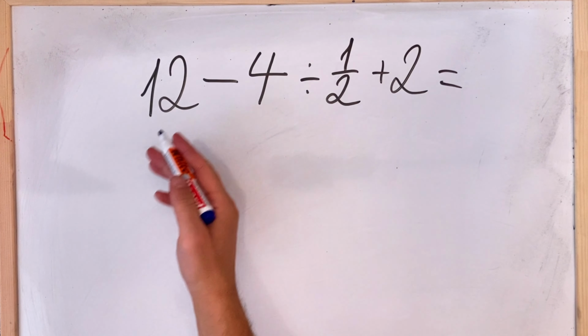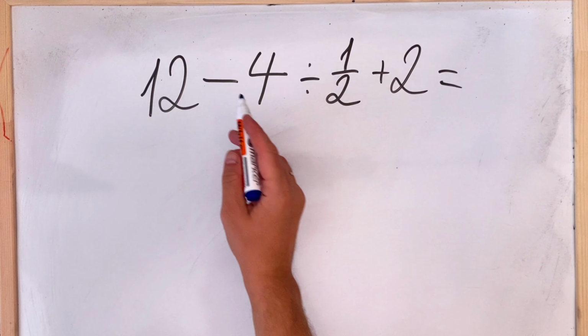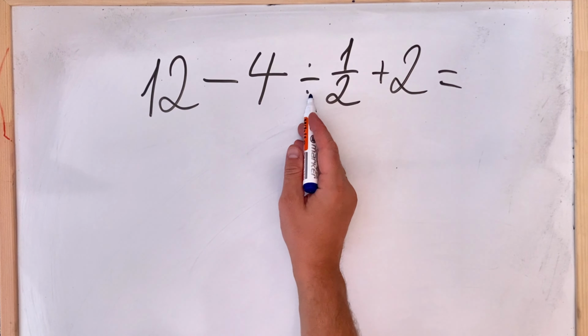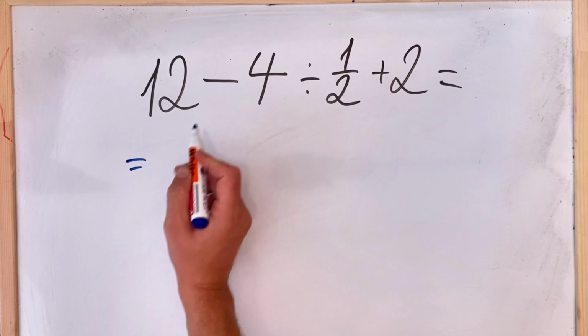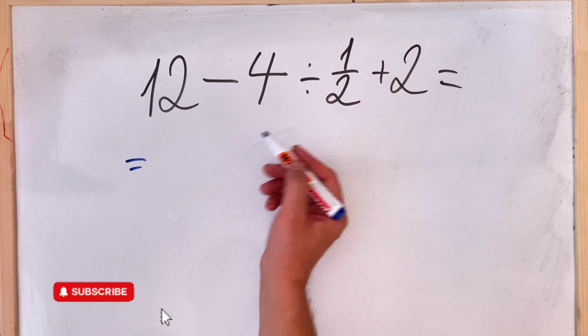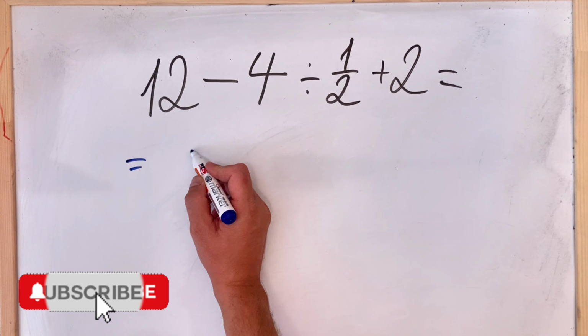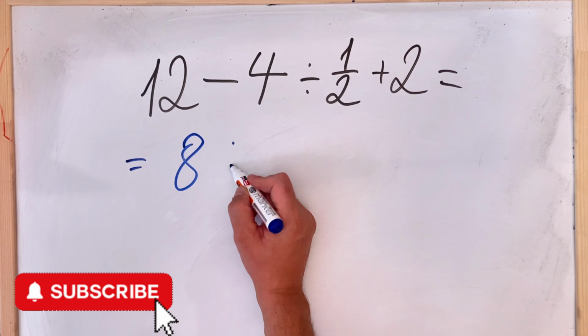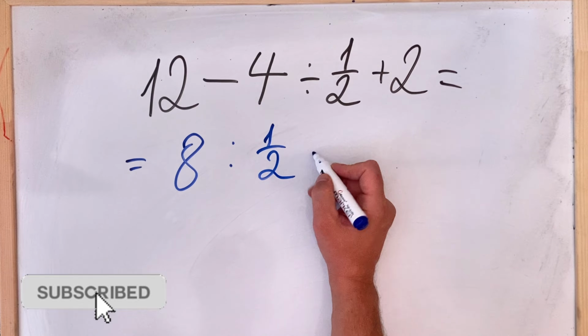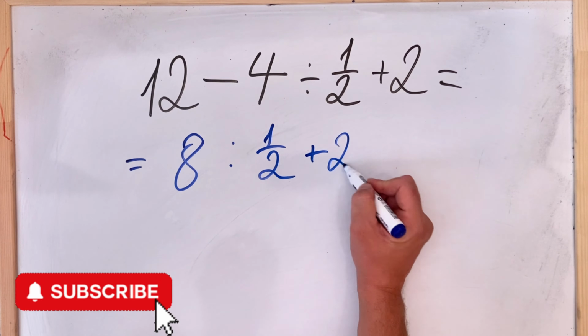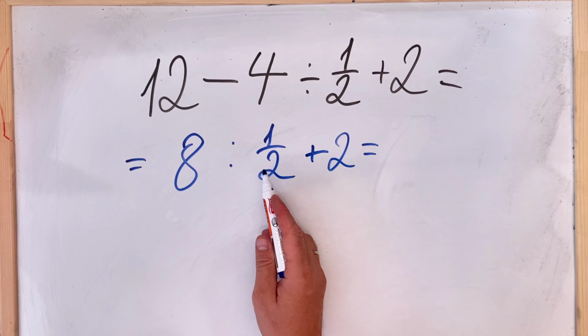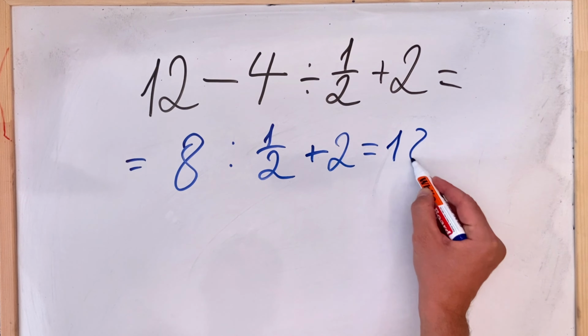Hello everyone. Many people, when they have such an equation, do first the subtraction, then the division, then the addition. So what they get here, they do 12 minus 4, which equals 8. Then they do the division, and then they do the addition. So they get 16 plus 2, they get 18.